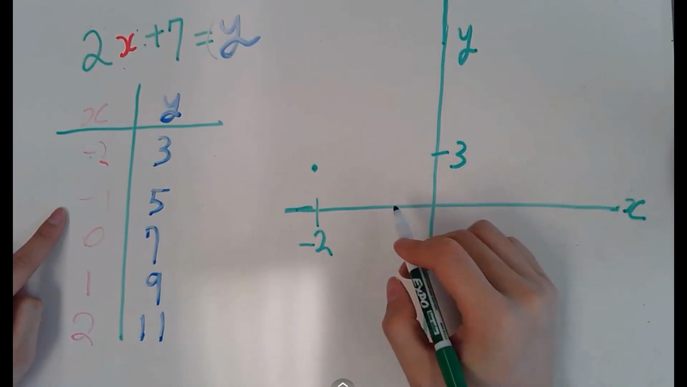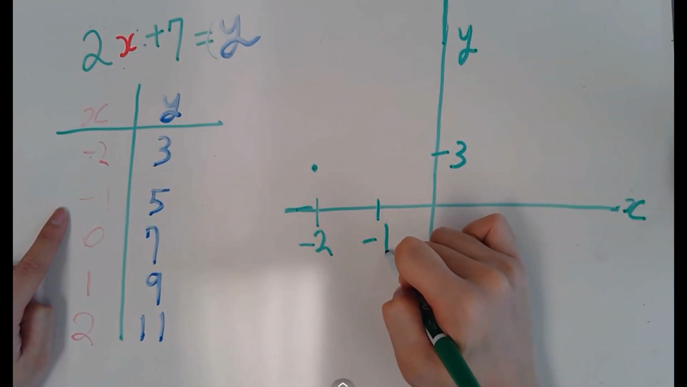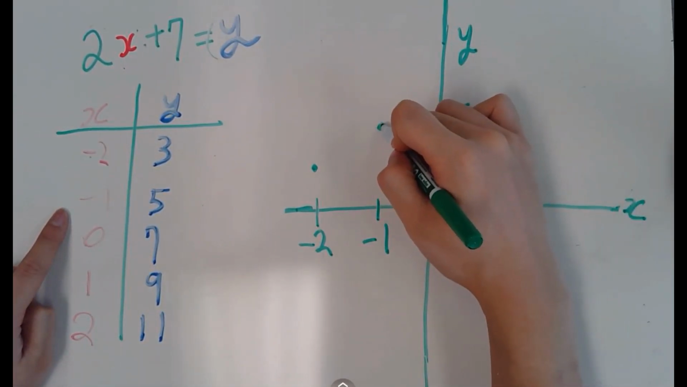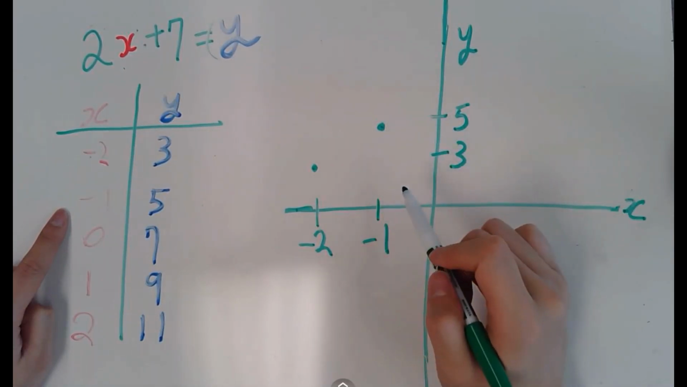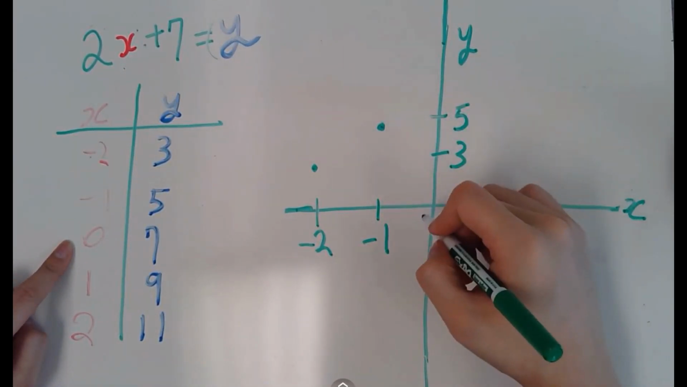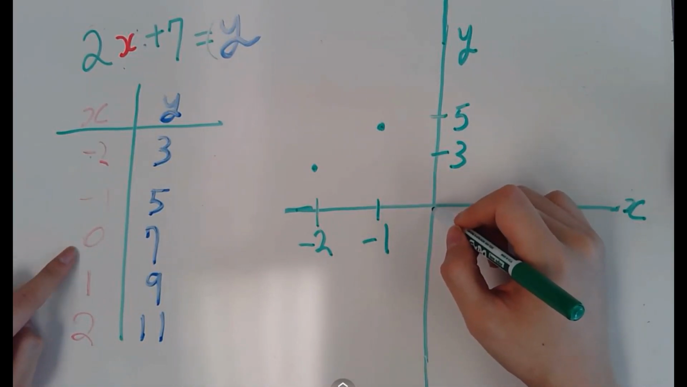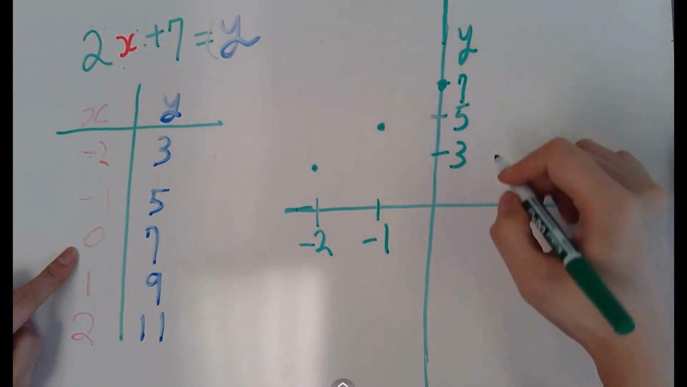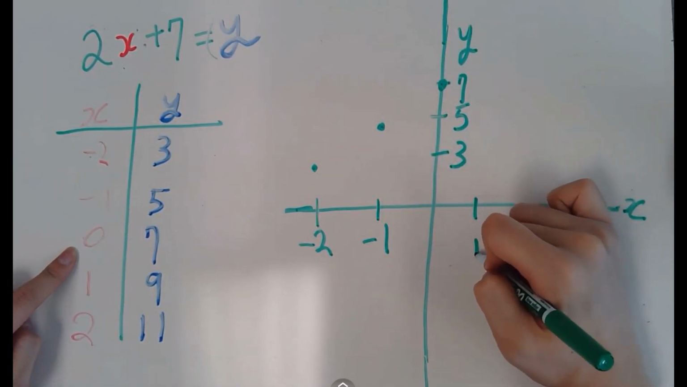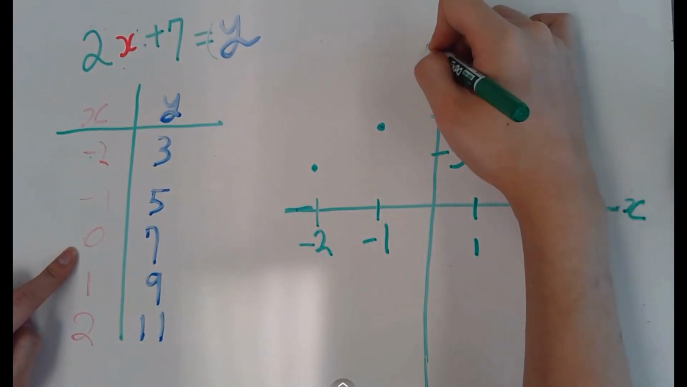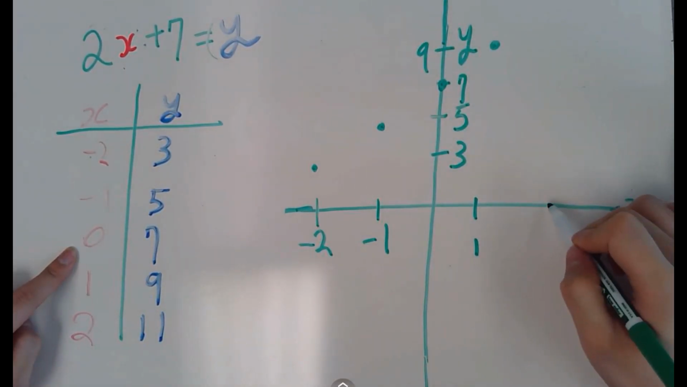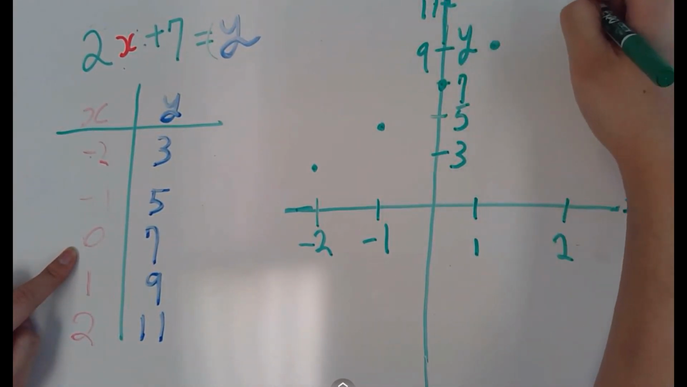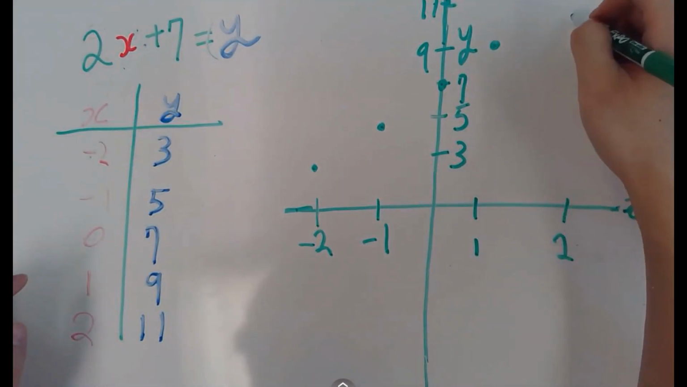Our next point says that when x is equal to -1, y is equal to 5. So my next point is going to be where -1 and 5 meet. If I follow this pattern, x is 0 and y is equal to 7, so my next point will be here. When x is equal to 1, it will be 9, and when x is equal to 2, it will be 11.